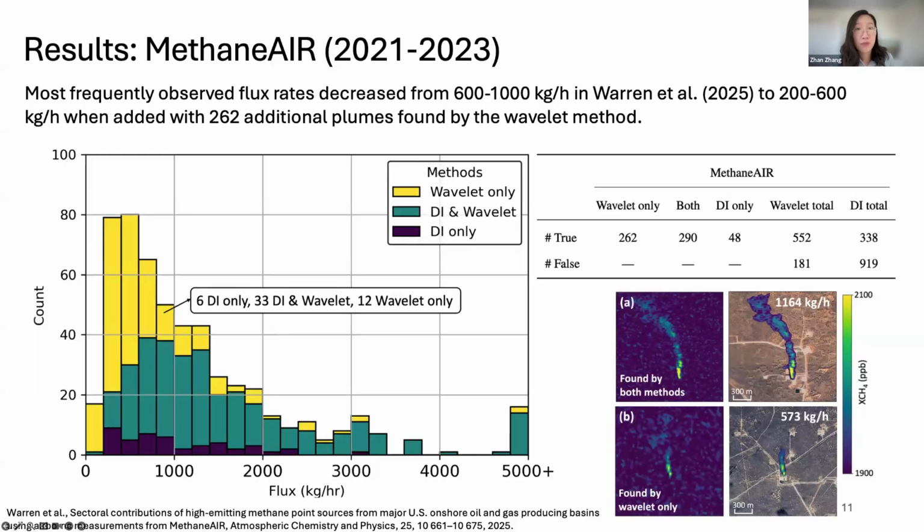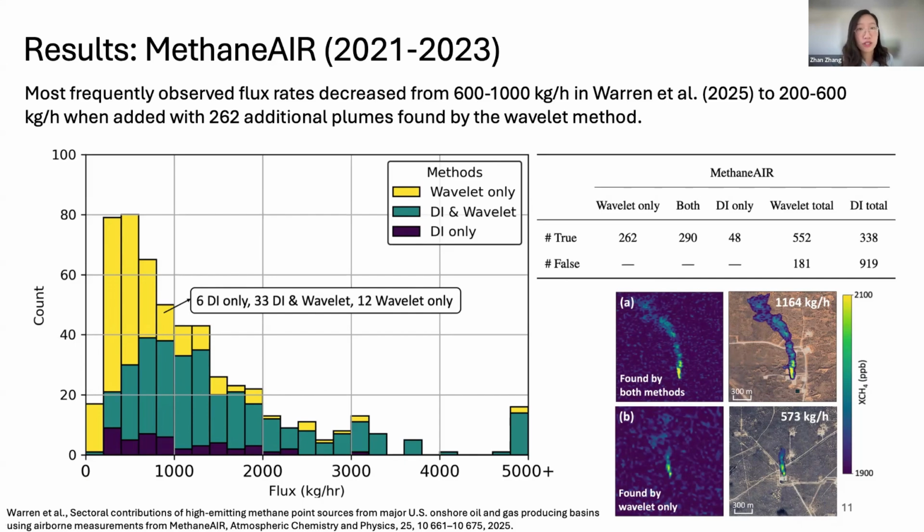That's why we create the left figure, which is a histogram plot showing the number of identified plumes in different flux bins. Here, each bin has a width of 200 kilograms per hour. Each bar is stacked by detection method, represented by different colors. For example, this bar here is between 800 to 1000 kilograms per hour. It shows that we have 6 plumes detected by the DI method, 33 by both methods, and 12 detected by the wavelet method only.